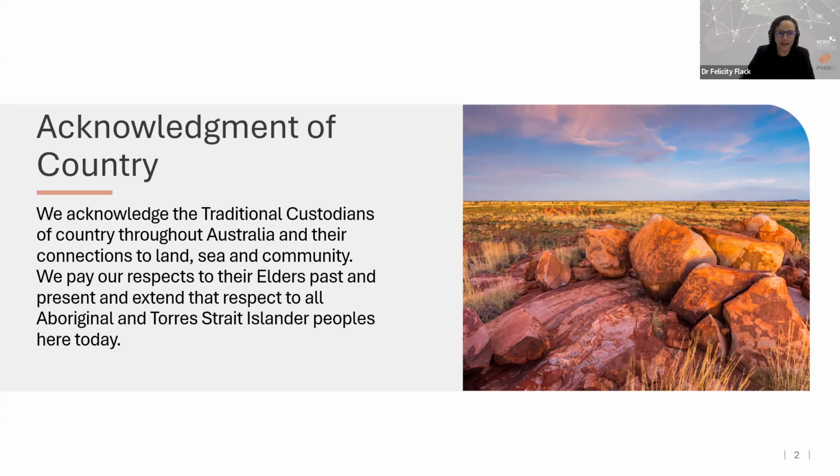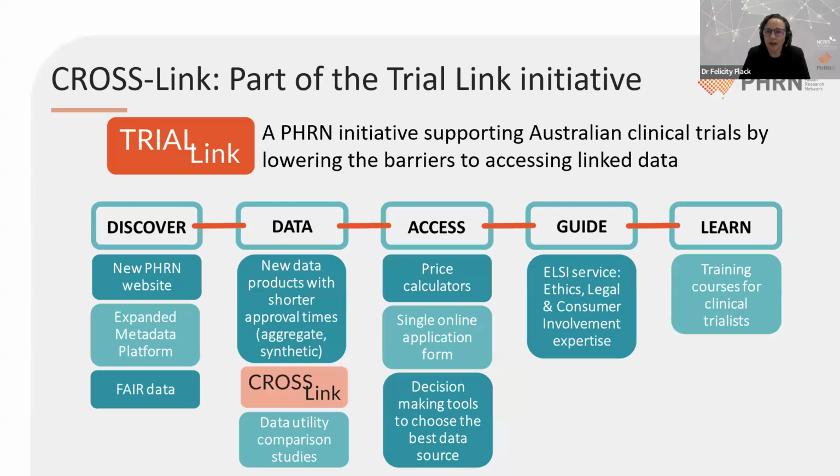So let's get started. The PHRN is currently running a large program of work which we call TrialLink, which is an initiative to support clinical trials to incorporate linked data into their work. And this has 5 pillars, which you can see there on the slide. Discovery, so a lot of work around metadata. A data pillar, which is looking at a range of different types of data products, and this is where Crosslink fits in. Then access, how we improve ease of access to data, guidance, and we're developing a training course for clinical trialists.